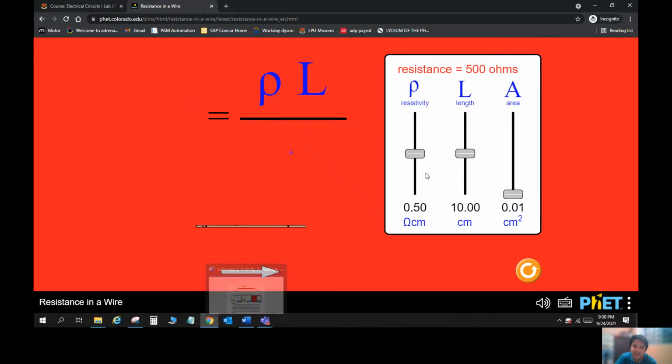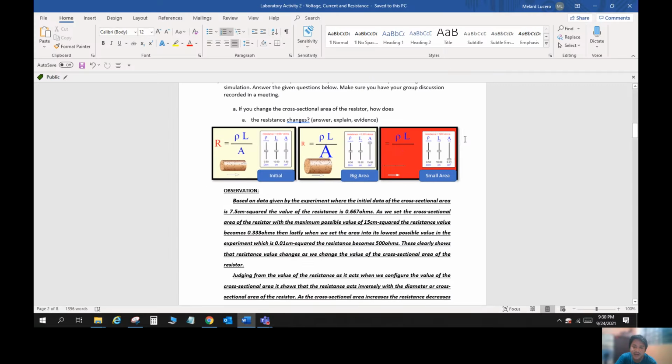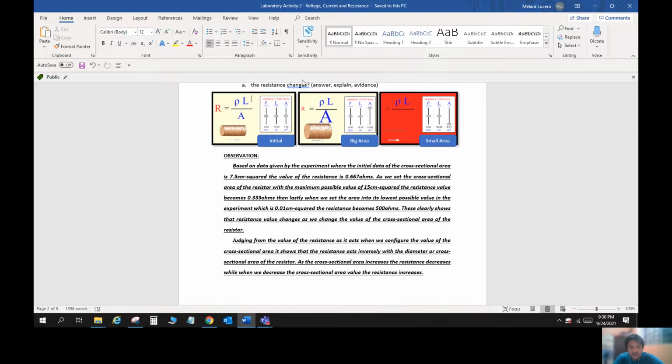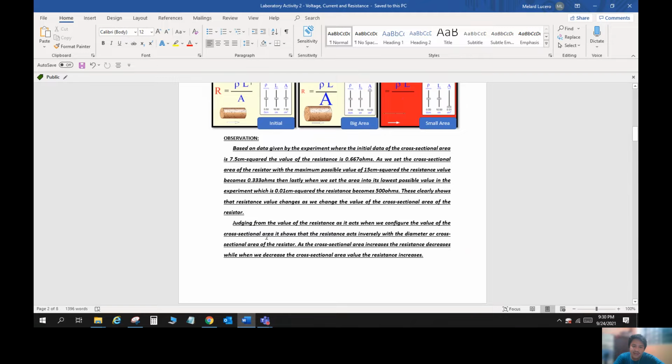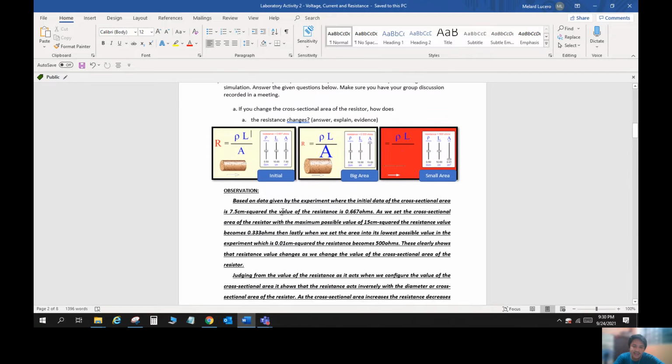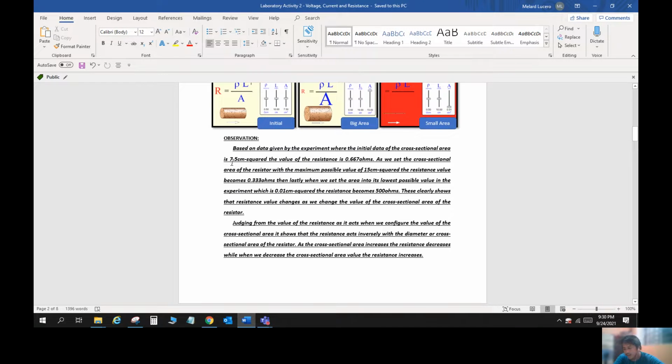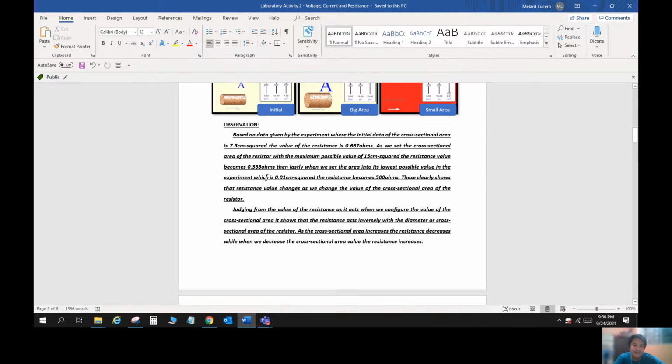Basically we just scrape this and paste it in our document. We have already pasted here the three: the initial, the big area, and the small area. So by explanation we come up with these observations.